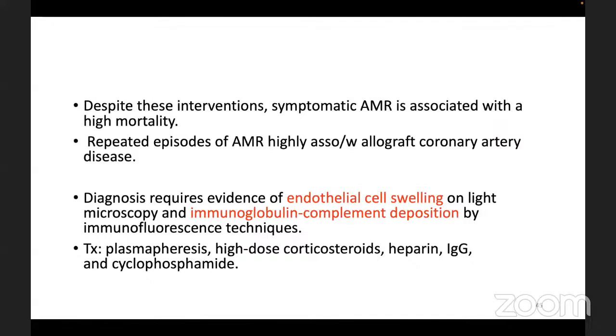Despite intervention, symptomatic AMR is associated with a high mortality rate. Repeated episodes of AMR are highly associated with allograft coronary artery disease. Diagnosis requires evidence of endothelial cell swelling on light microscopy and immunoglobulin complement deposition by immunofluorescence techniques. The treatment includes plasmapheresis, high-dose steroids, heparin, IgG, and cyclophosphamide.